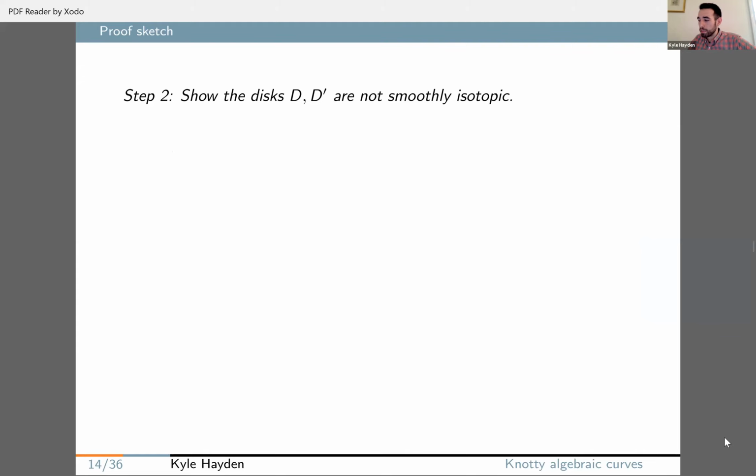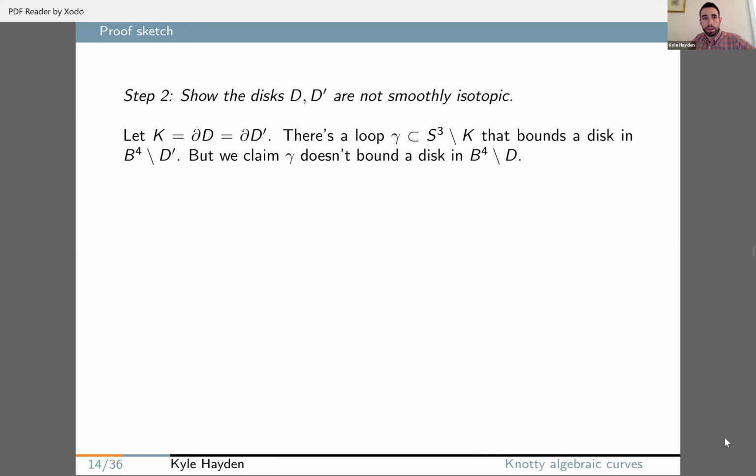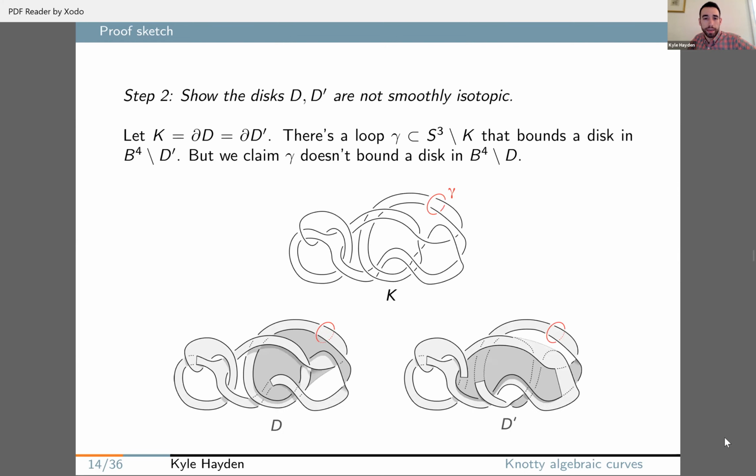And the strategy is going to be to study, as we talked before, there's a couple ways to think about it, but we'll think about it first as the exteriors of the disks. So we'll call the common boundary K, which is not drawn in the top. We're going to find a loop in the complement of K, so it doesn't hit K. It'll be this red loop gamma. And we're going to show that it bounds a disk in the complement of one of the larger disks, but not in the complement of the other.